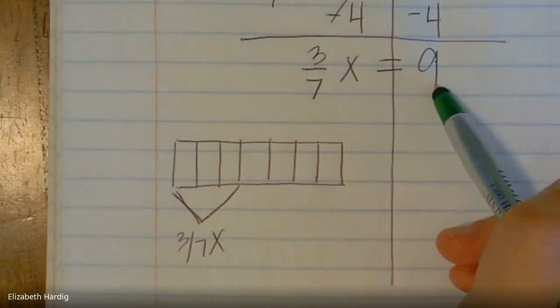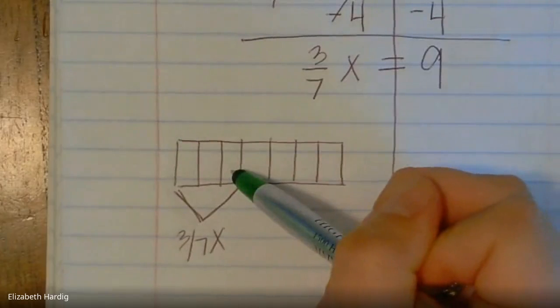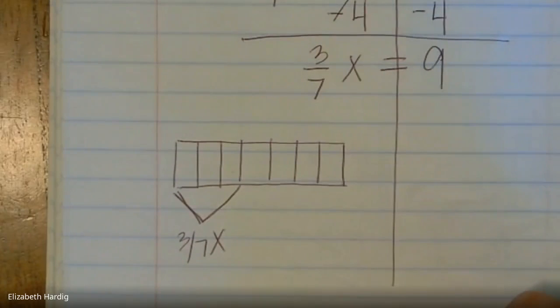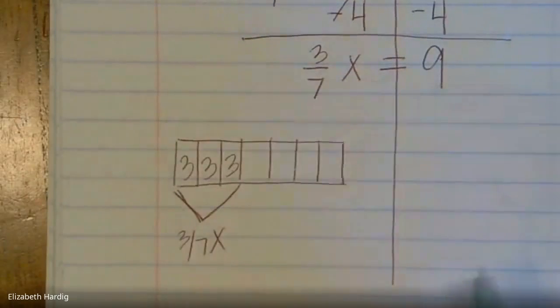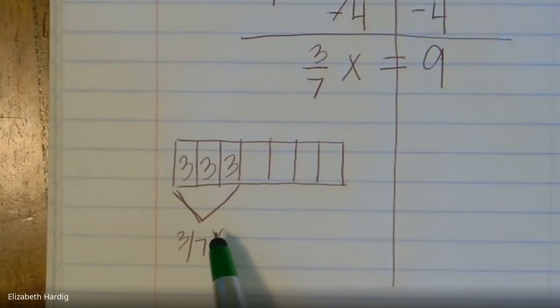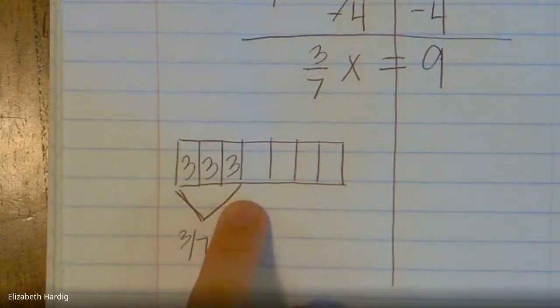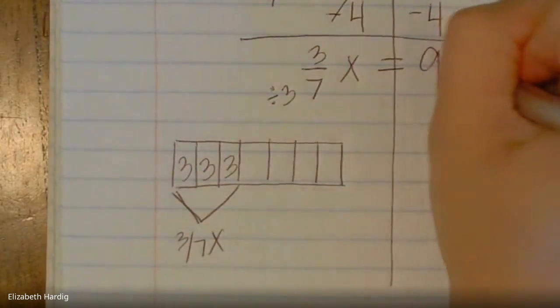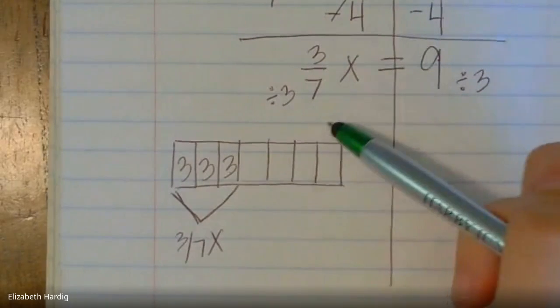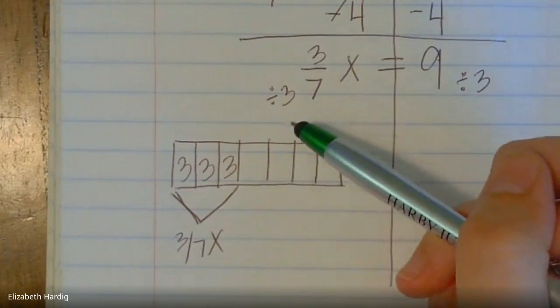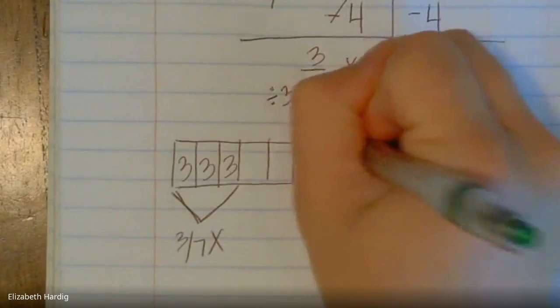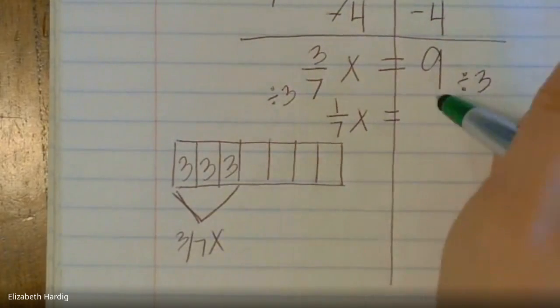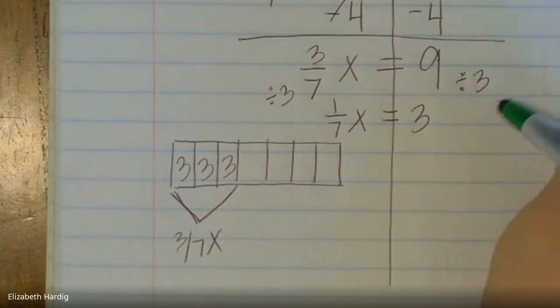So how can I share 9 into these 3 boxes? By putting 3 in each one. Absolutely. And I'm equally sharing here, right? Which is division. And I divided it into 3 groups. So technically I divided by 3 on both sides. Well, 3/7 divided by 3 gave me just 1/7 of x, which was 3, because 9 divided by 3 is 3.